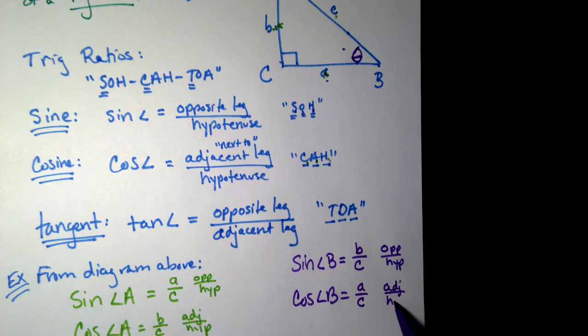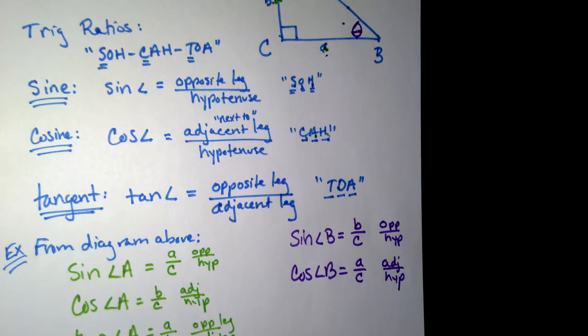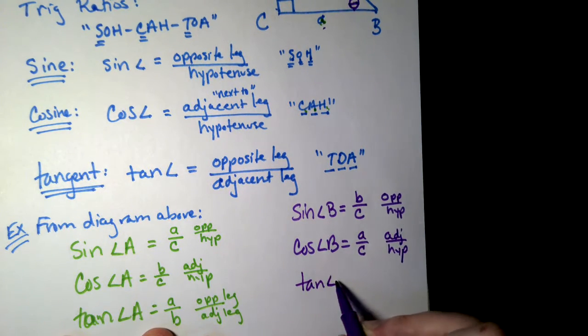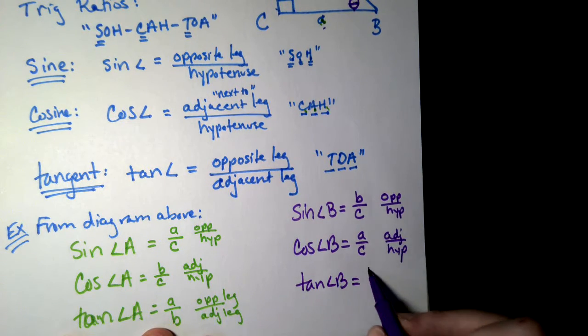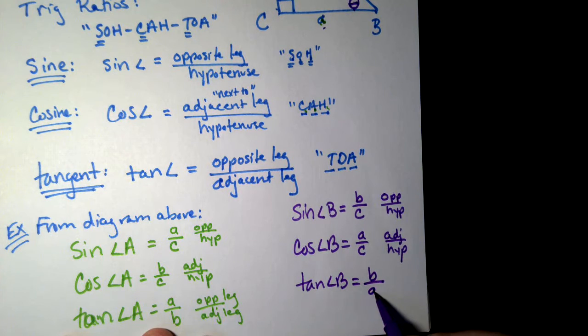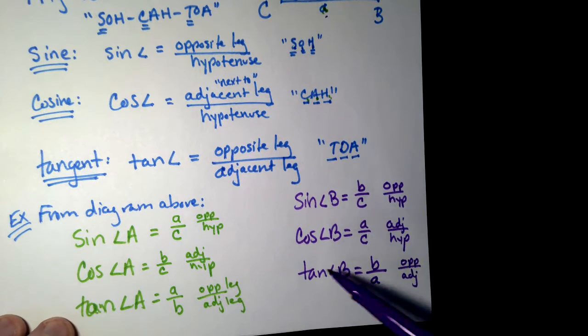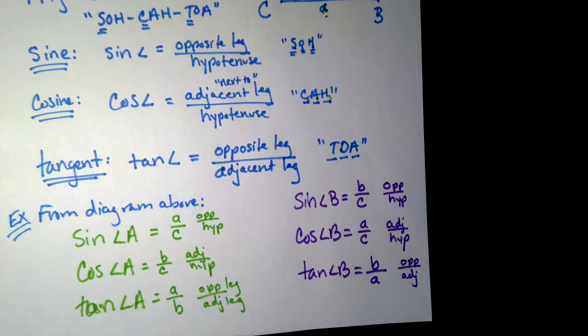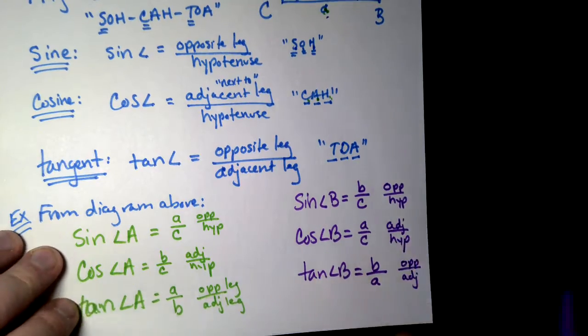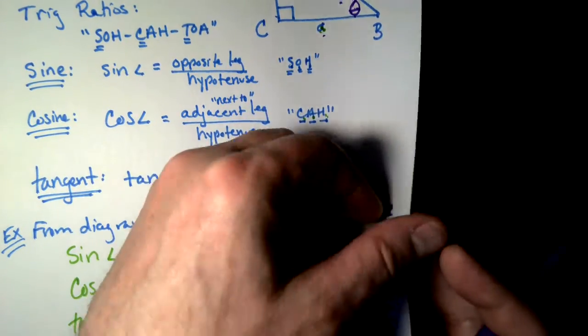Adjacent over hypotenuse. Tangent of angle B would be the opposite leg B over the adjacent leg A. So it's opposite over adjacent. And then what we're going to do is practice writing down all these different little ratios. You treat them like fractions, but they're actually ratios that we're going to be dealing with. And the Pythagorean theorem does still come into play here.